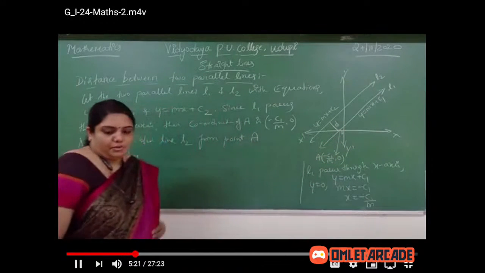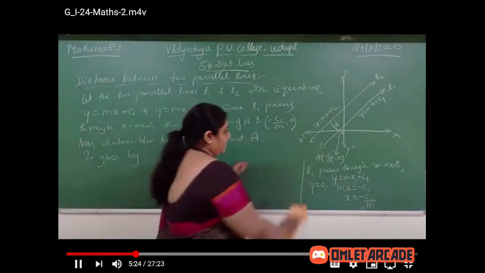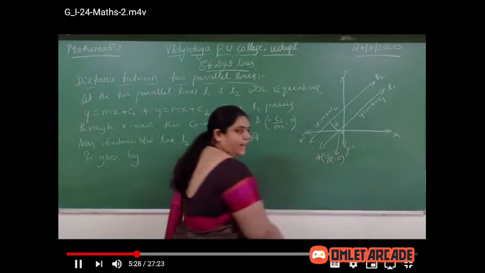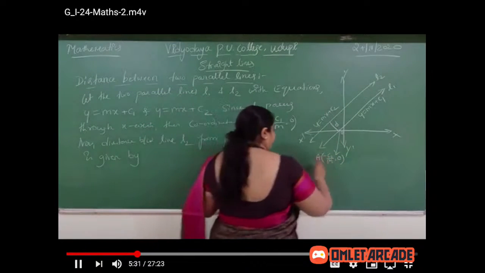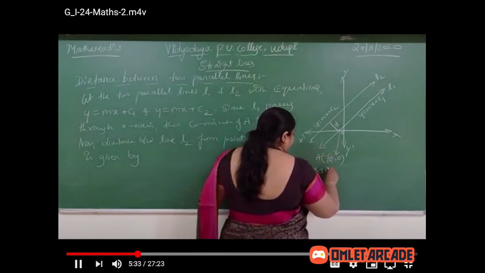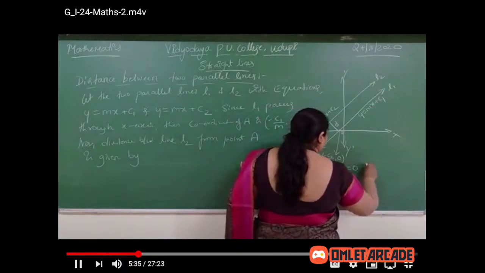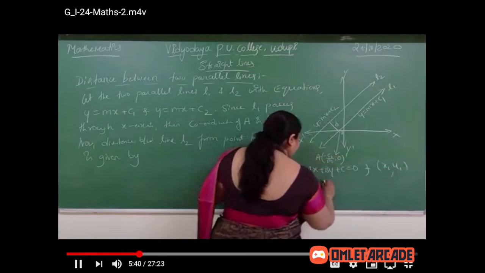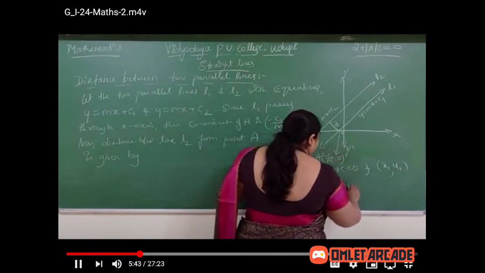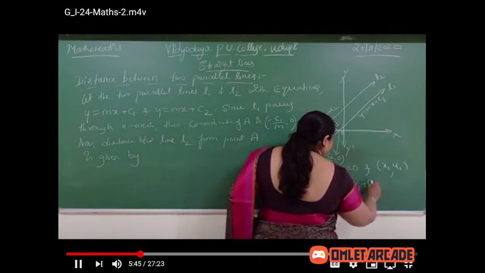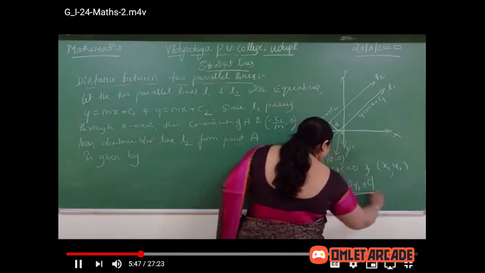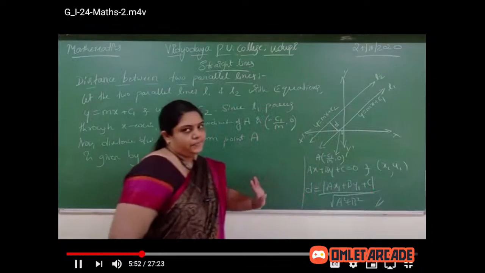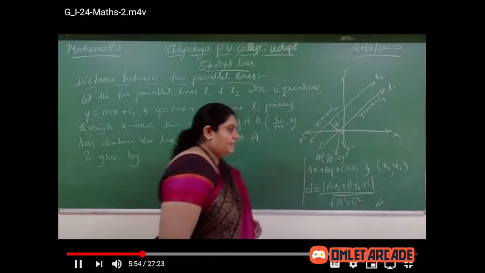So let me use the formula now. Let me erase this now. You know what the distance between a point and a line is, isn't it? If the equation is in the form of ax plus by plus c is equal to 0 and the point is x1, y1, then the distance between them is what? Mod of ax1 plus by1 plus c divided by root of a square plus b square. This is the formula, isn't it? Where the equation and point are given.